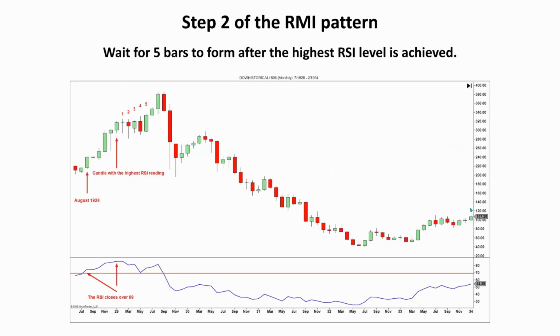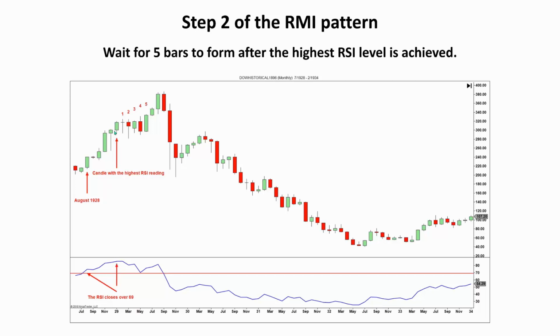Let's talk about step 2. Step 2 of the Rhodes Momentum Indicator pattern is we wait 5 bars to form after the highest relative strength level is achieved. We want some time. So if it happens on the second bar, that doesn't work for us. We wait for 5 bars. Here is when, in August 1928, the RSI closes above 69. But it doesn't make its highest high until this candle right here. Looks like maybe it's December. I apologize. I don't have the month out there, but you're looking for that highest reading out here.